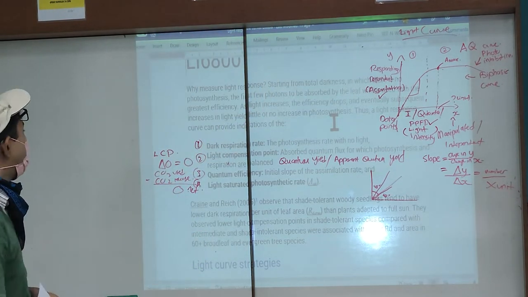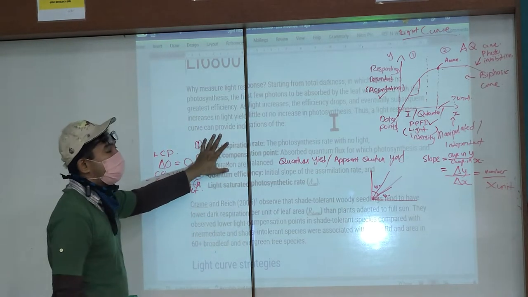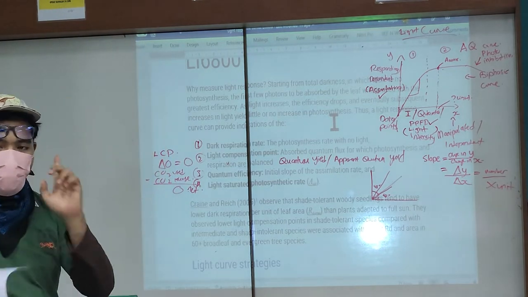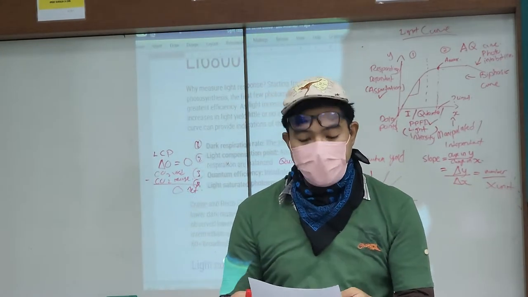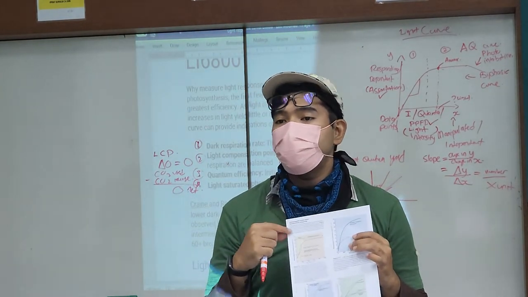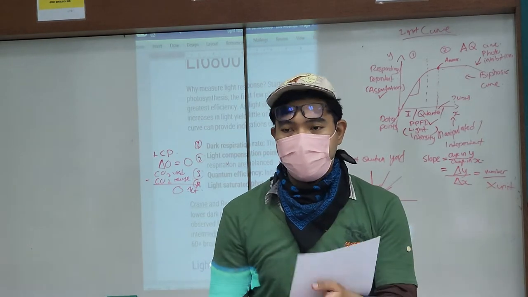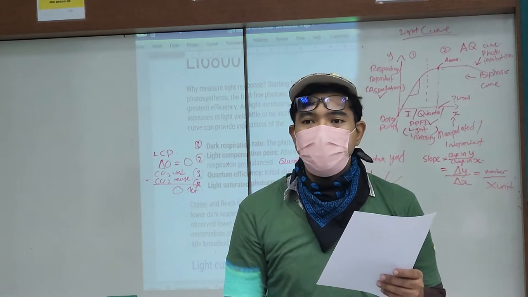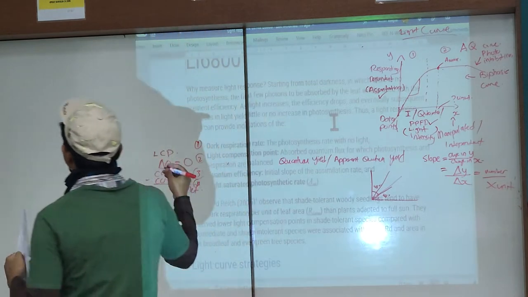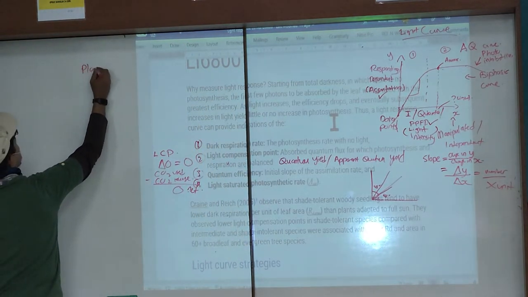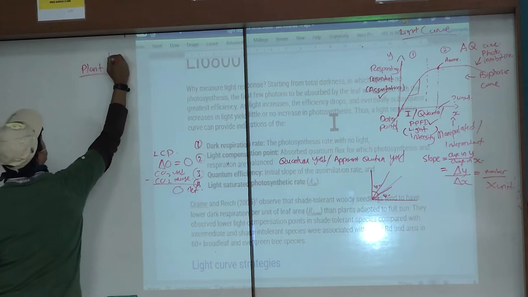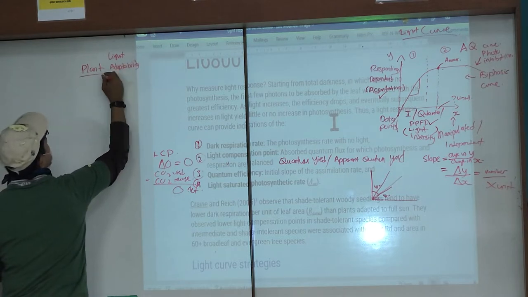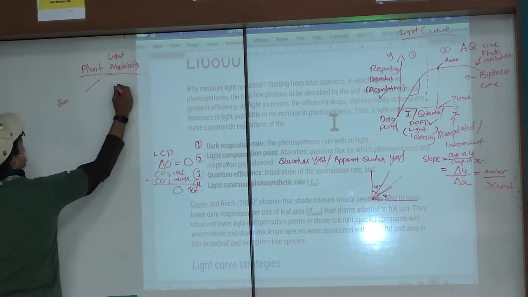Right. So, in essence, these are the four things that you want to talk about. So, in terms of plant, what do you want to get from it? There is a note here for you to read. Whatever I've just said to you is actually here. One thing about the light curve, you want to determine the degree of plant light adaptability. It's got two: you've got the sun plant, you've got the shade plant.